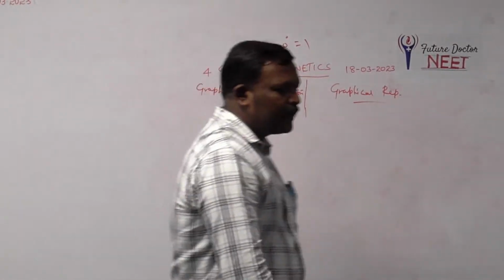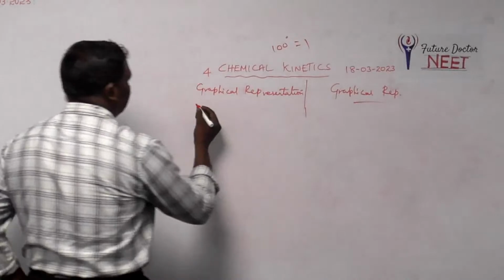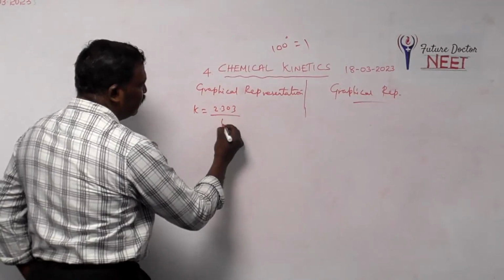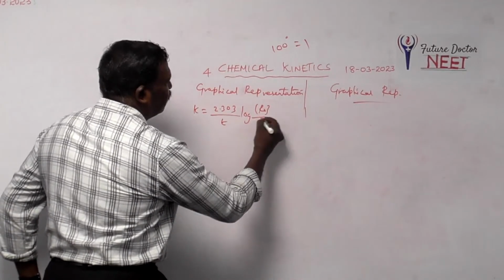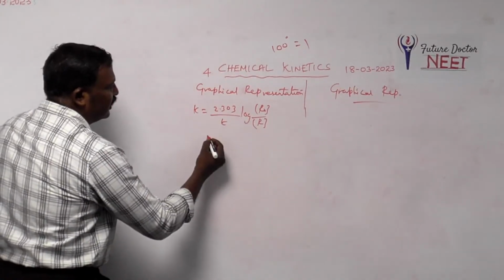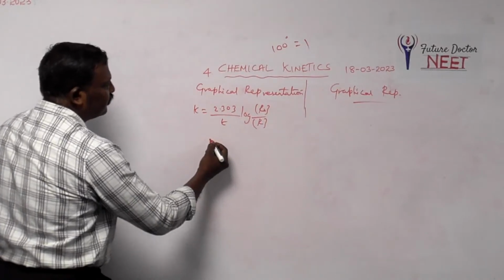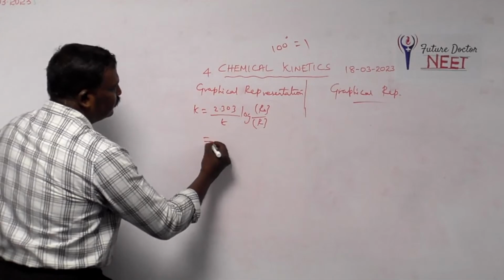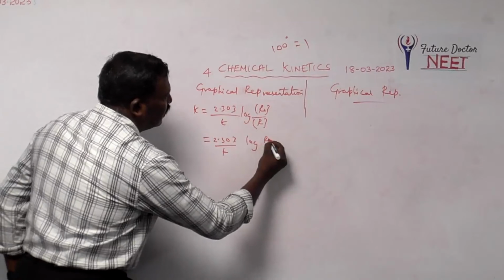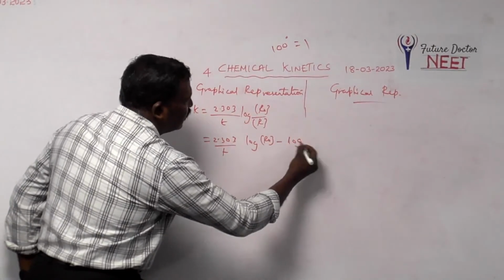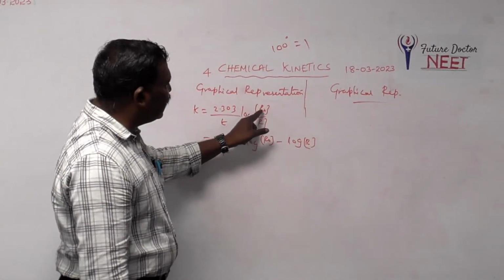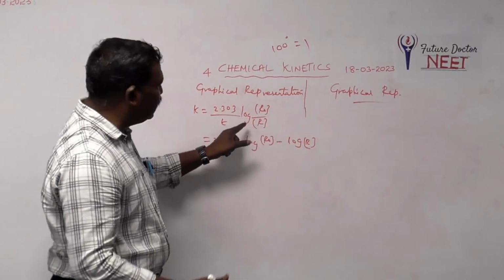One more graph I'll give for first order. Same thing you studied. What's the formula? k is equal to 2.303 by t log of r naught by r. Rearrange. In a different way we can rearrange that. 2.303 by t, how to split this one? Log r naught minus log r. Can you write it like this, log of r naught minus log of r?